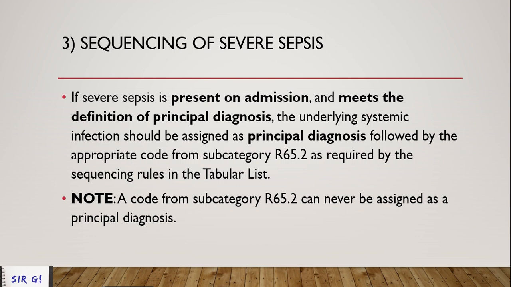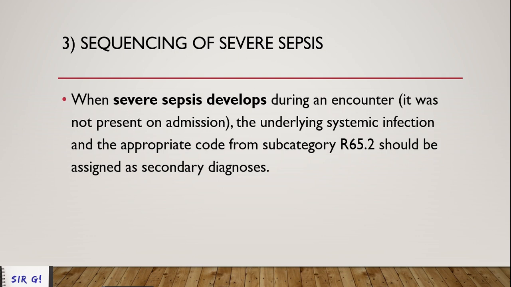If the reason for the encounter is sepsis or severe sepsis, code for the systemic infection or the sepsis first, because that's the reason for admission. A code for R65.2, as I mentioned, can never be assigned as principal. Okay, because you cannot code an R65.2, which is severe sepsis, without the code for sepsis first. Remember in our discussion. Okay.